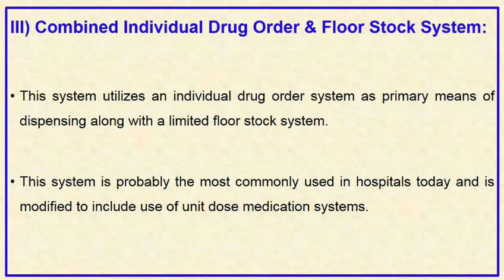Now the third main type is the combined individual drug order and floor stock system. This system utilizes an individual drug order system as the primary means of dispensing along with a limited floor stock system. This system is probably the most commonly used in hospitals today and is modified to include use of unit dose medication systems.